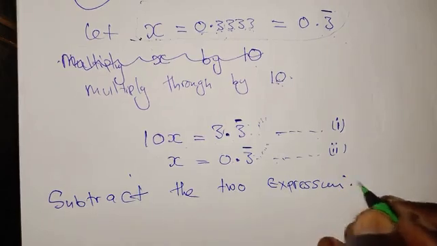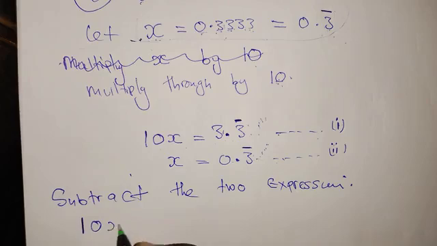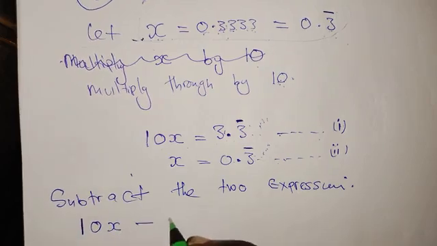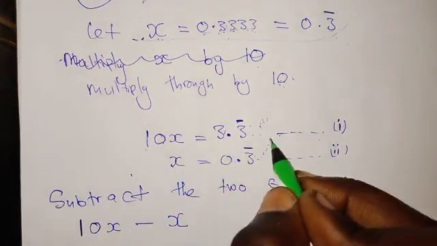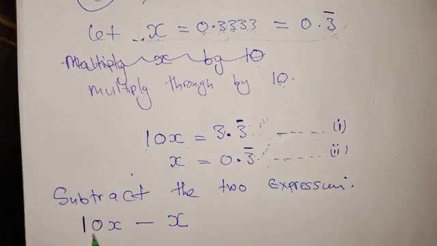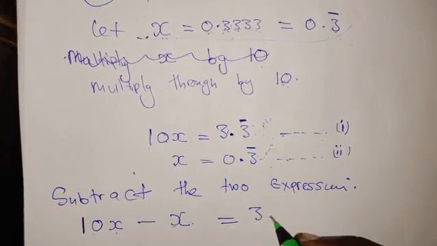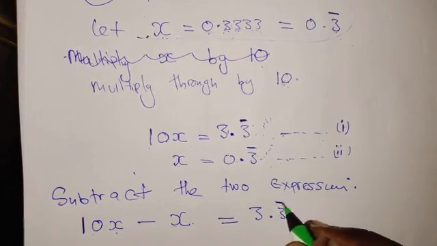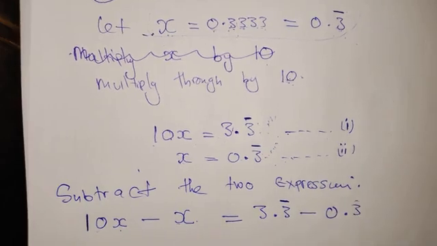So by subtracting the two expressions, what we're trying to say here is that I'm going to say 10x minus my x. So if you say 10x minus x, 10x is this guy and x is this guy. So 10x minus x is the same as 3.3 repeating minus 0.3, which is repeating.